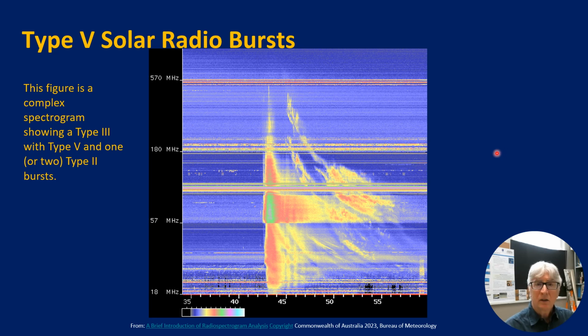This is a complex spectrogram showing a type 3 here, and you see a type 5 as well, with 1 or 2 type 2 solar bursts, slowly drifting type 2s.